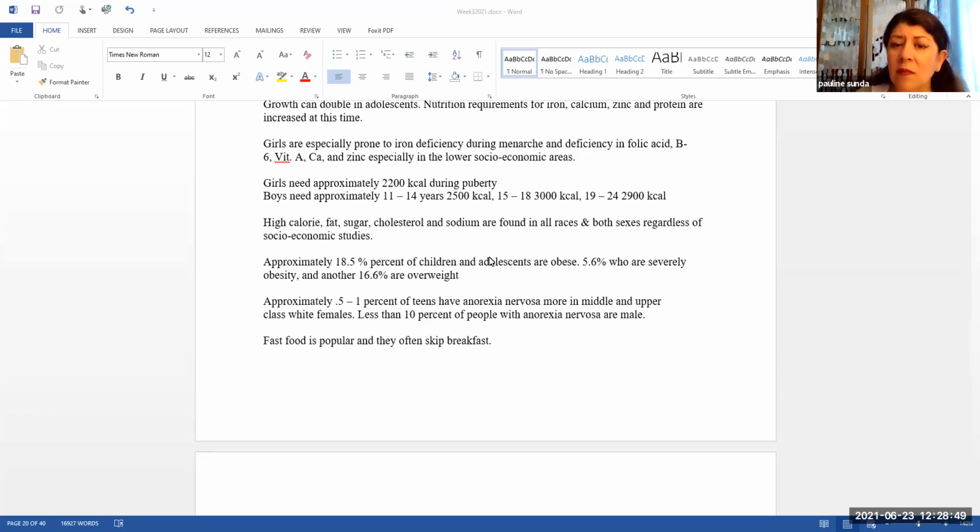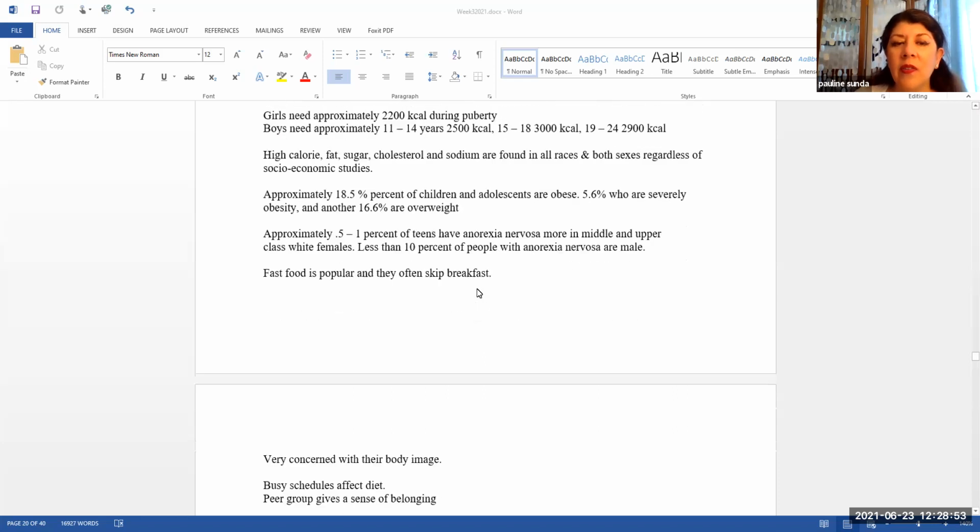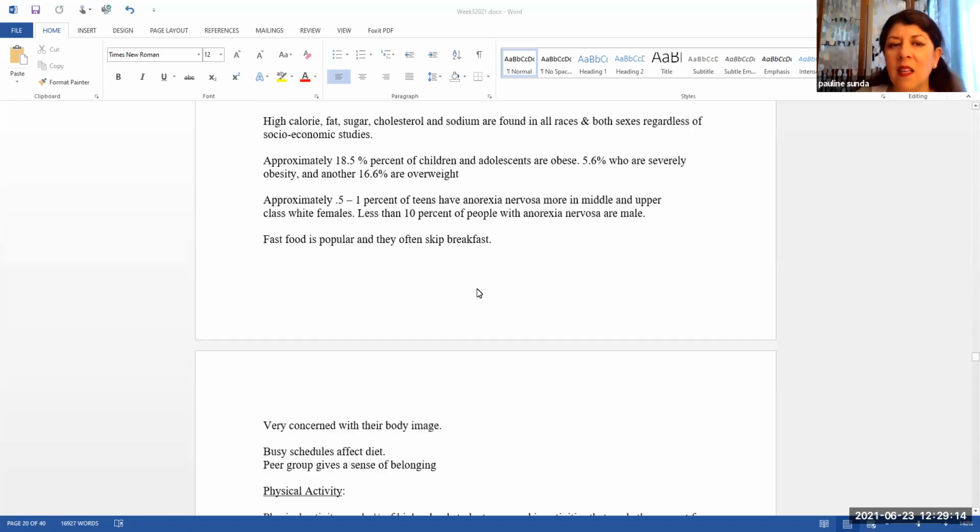At the other end of the scale, we are going to see issues with anorexia, and about 0.5 to 1% of teens have anorexia nervosa, more in the middle and upper class, and typically Caucasian females. Less than 10% of people with anorexia nervosa are male.